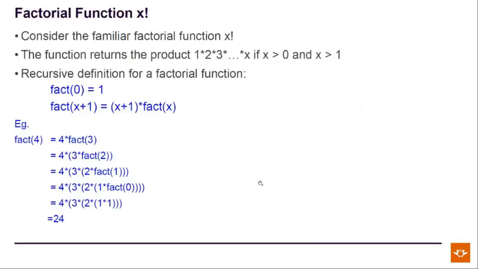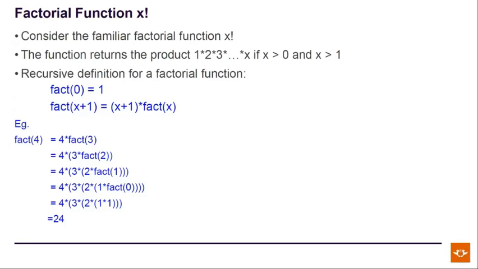So we do have an example for you, and a factorial is one of those examples. Consider the familiar factorial function, x with an exclamation mark at the back. The function returns the product of 1 times 2 times 3 until the nth number, or in this case, number x. If x is larger than 0, it will continue, and if x is larger than 1, it will also continue.